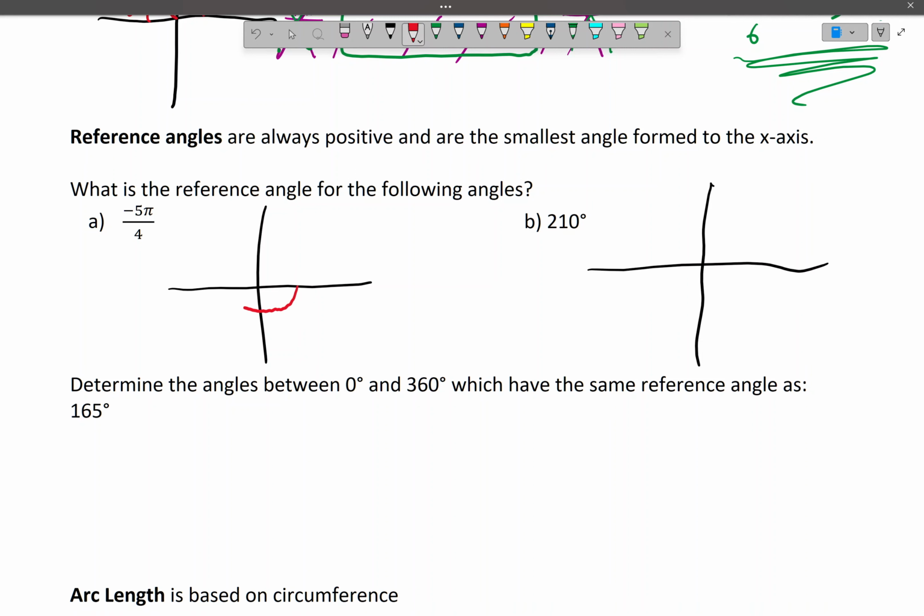So this is going from here all the way a little bit past to this position. Now this reference angle ends up being pi over 4 because it's always formed to the x-axis. This is really key. So it's this little section in here.